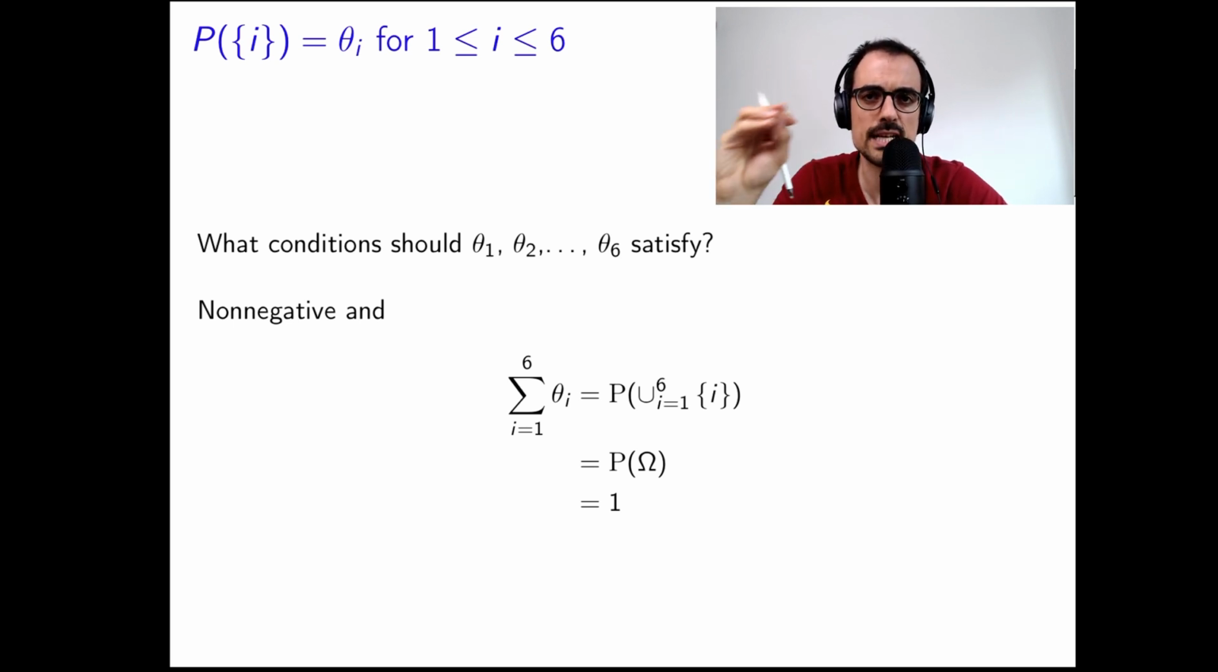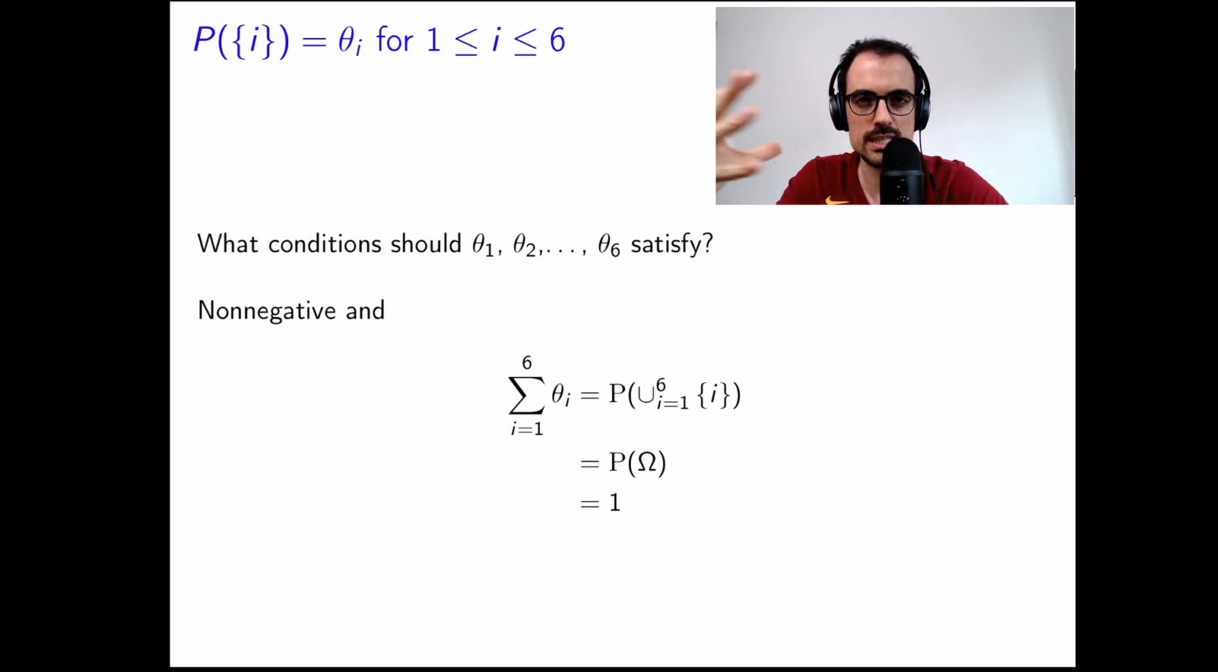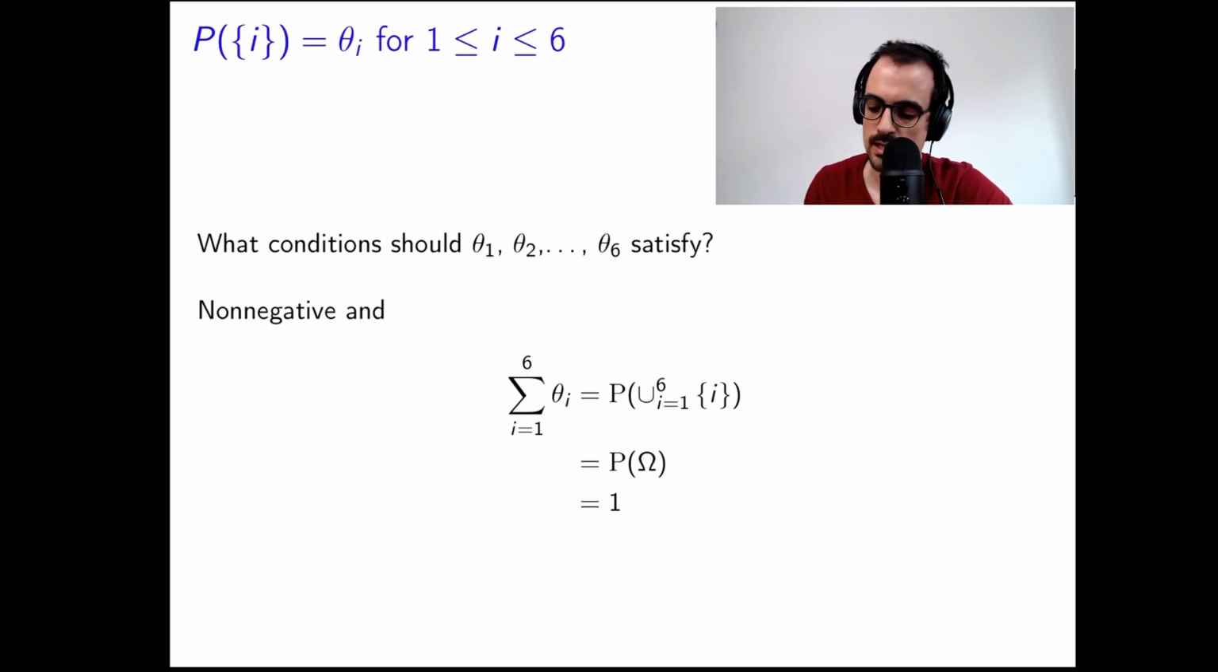If we have 6 non-negative numbers that add up to 1, that's going to define valid probabilities on these individual events. Of course, that's not the end of the story, because we are trying to define a whole probability measure on every possible event that belongs to this collection of events. And if you remember, this collection of events has 64 possible events. It's all the possible subsets.